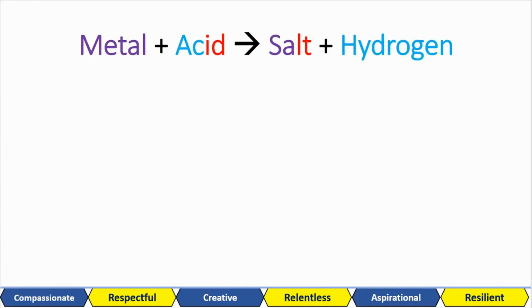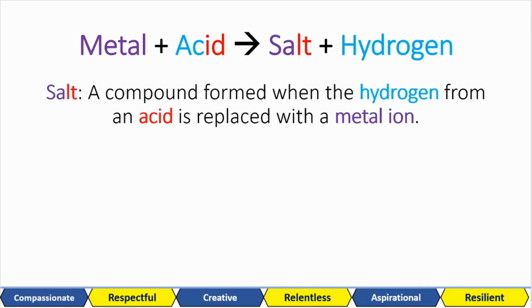When a metal reacts with an acid, it forms a salt and hydrogen. I've colored the different substances so we can clock where the different atoms are coming from. The hydrogen is in blue and that comes from the acid. So the metal, which is in purple, has taken the place of the hydrogen in the acid. This is what a salt actually is. A salt is a compound formed when the hydrogen of an acid is replaced by a metal ion.